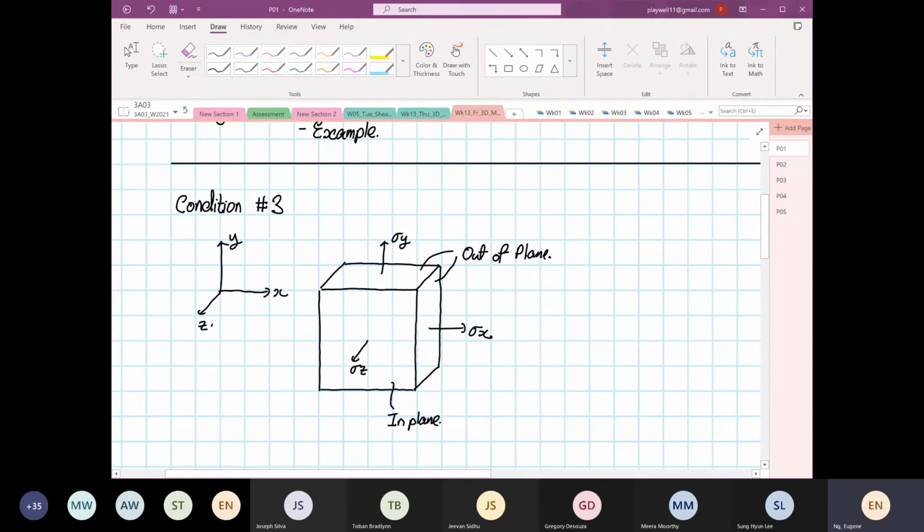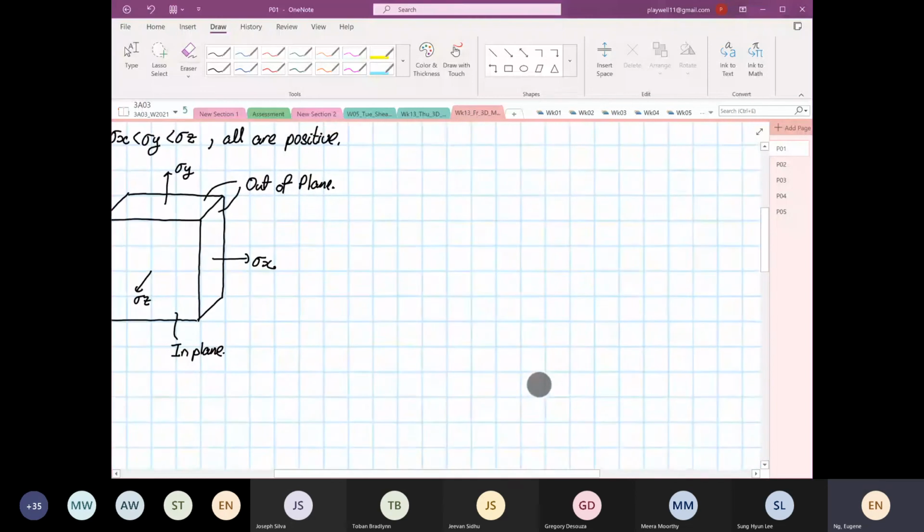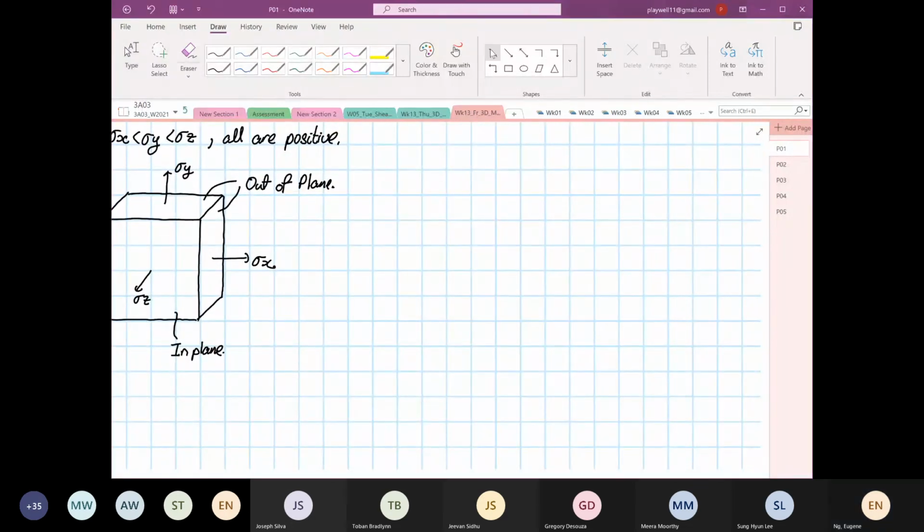In condition number 3, the last condition, we have stress X smaller than stress Y, smaller than stress Z. One of our students asked about that yesterday. We're going to take this condition where all are positive, and then we're going to draw the Mohr circle again.